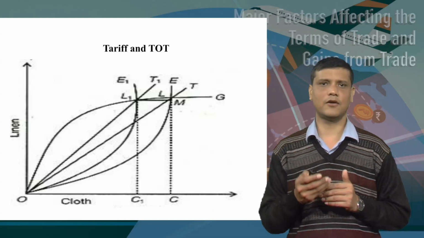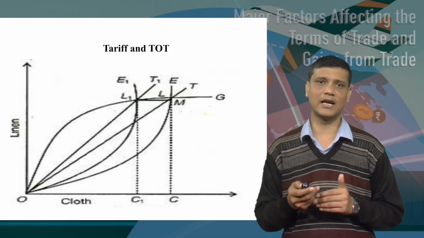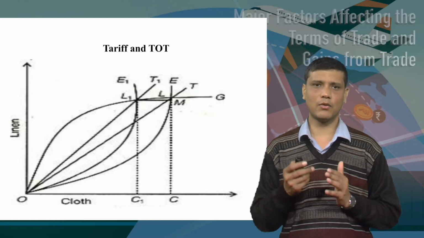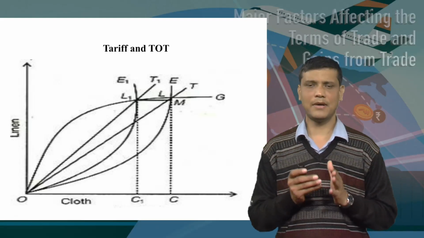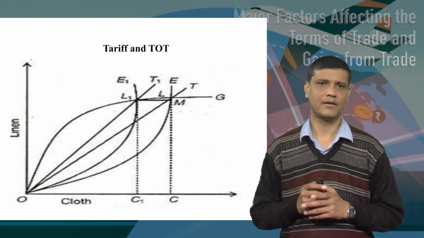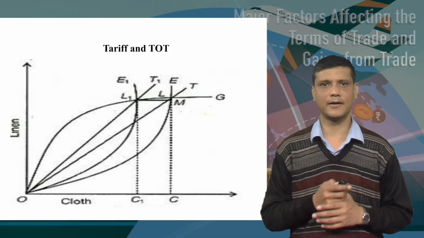Since the quantity of exports reduced as a result of tariff by England is greater than the quantity of imports reduced by Germany, ML1 is smaller than ML. The terms of trade have definitely moved in favor of England.